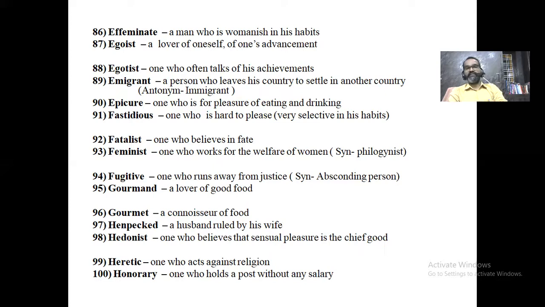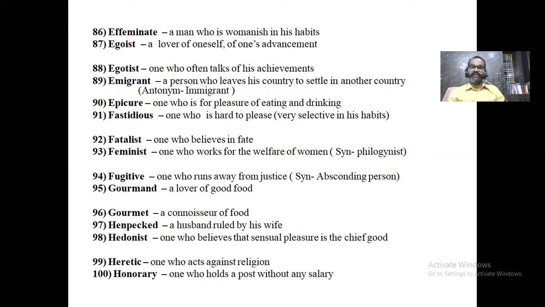Egoist, a lover of oneself, of one's own advancement. It's called a totally egoist personality. Egotist, one who often talks of his achievements. An egotist is a person who always talks about his achievements. An egoist is one who loves himself. Immigrant, a person who leaves his country to settle in another country.